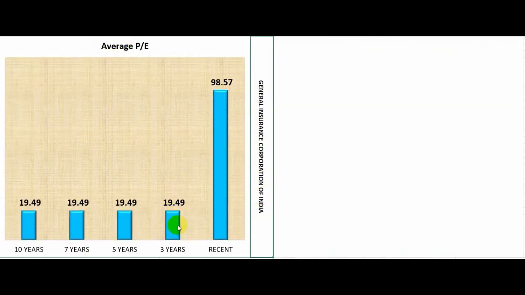The average price earning since last 5 years was somewhere at around 19.5 times. In the recent 12 months we saw it shot up to 98.5 times. So at least from the average, the current price earning or the latest price earning is quite high.